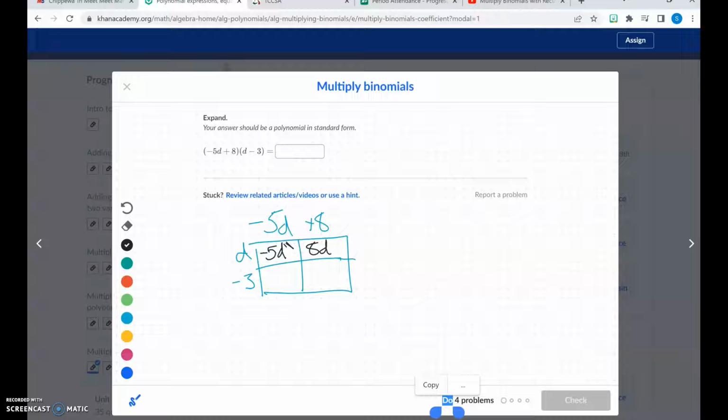Okay, that's supposed to be a squared there. This would be 15d. And then this would be negative 24.